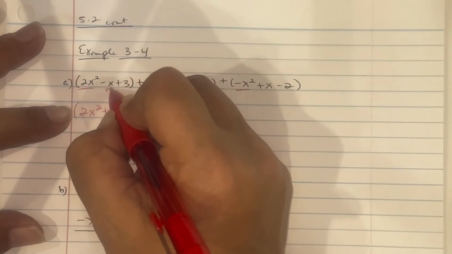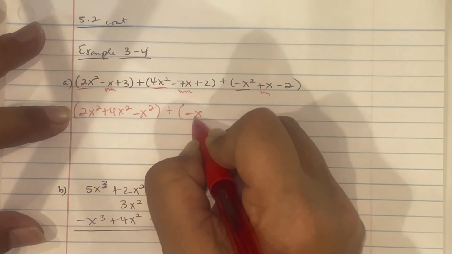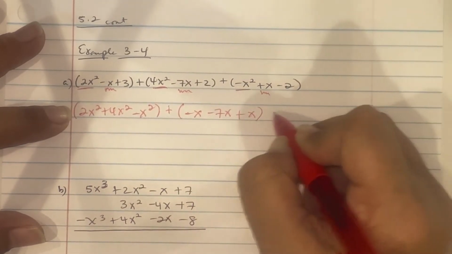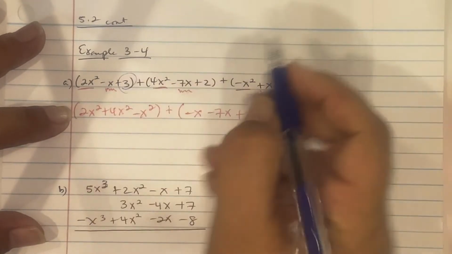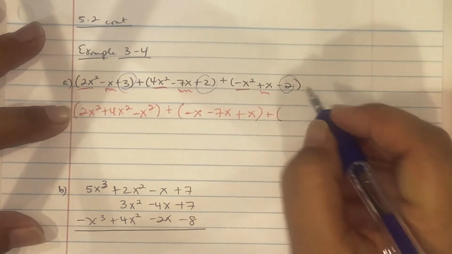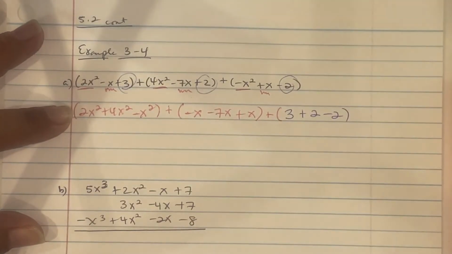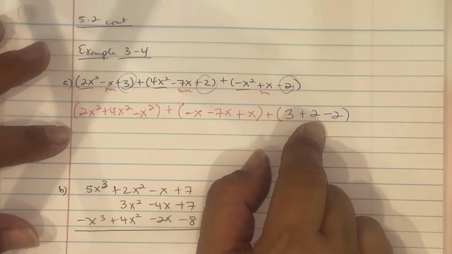Then I'm going to underline my x's now. So I have a negative x, a negative 7x, and a positive x. A plus sign. And then now you're doing your coefficients. We have a 3, a 2, and a negative 2. So we have a positive 3, a positive 2, and then a negative 2. I grouped all my x squares together, all my x's, and then my plain numbers.